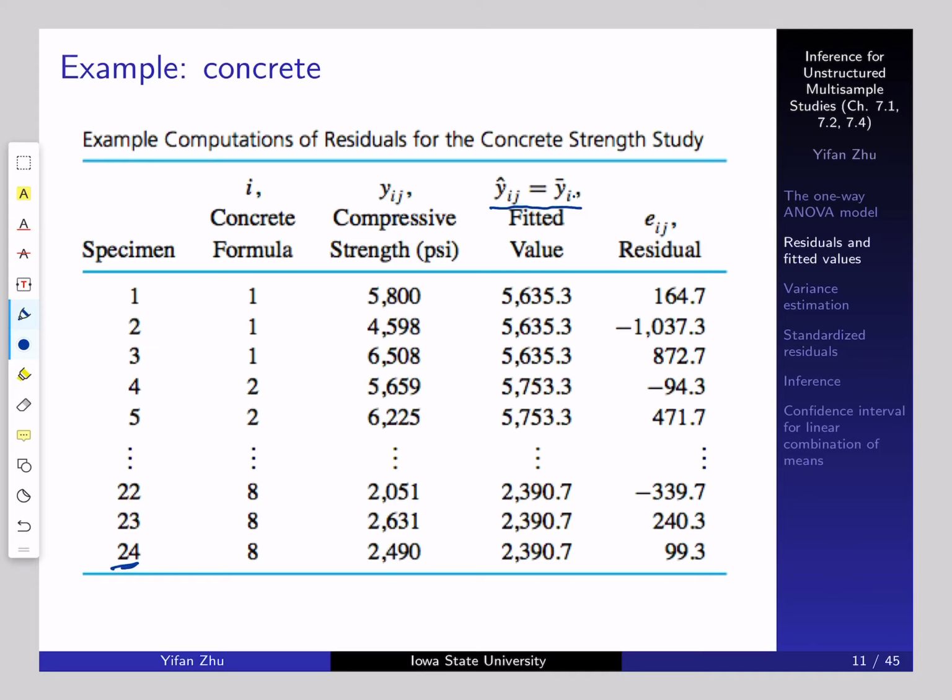And you can see that for concrete formula 1, the fitted values are the same. And for 2, they're also the same. And for formula 8, the fitted values are also the same. But the residuals are not necessarily the same, because the responses are not the same for all the observations in the same level.